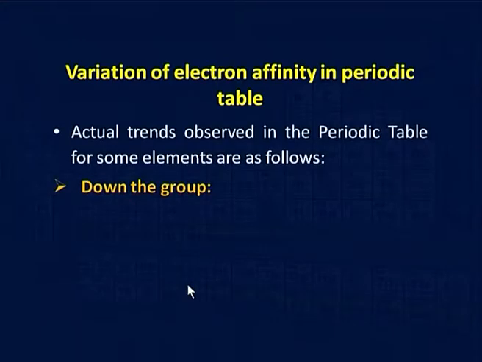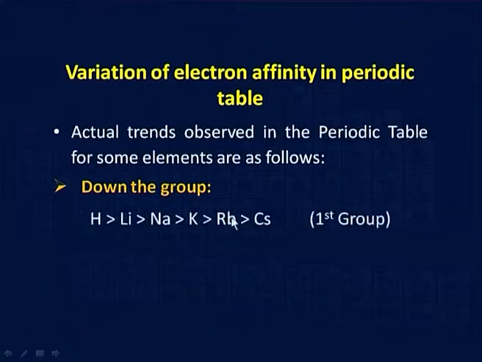Now, when we move down the group, say in case of alkali metals, it goes on decreasing as the size of atom is increasing. So, that effect of increase in size outweighs the effect produced by the increase in nuclear charge. And in first group elements there is a decrease in value of electron affinity with the increase in size of atom as well as increase in nuclear charge.